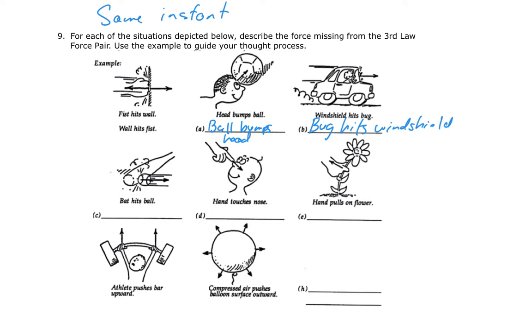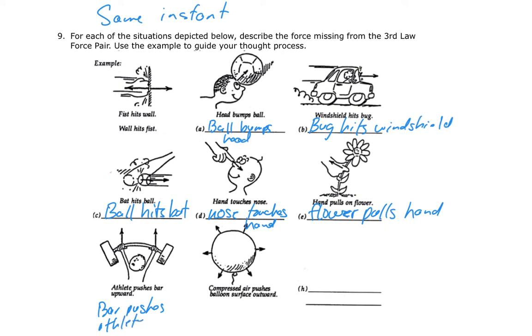So if the bat hits the ball for C, obviously the ball hits the bat. We don't normally think of it that way, but it's true. If the hand touches the nose, the nose touches the hand. If the hand pulls on the flower, the flower pulls on the hand, which is weird. We don't normally think about that, but it's true. And if the athlete pushes the bar up, the bar pushes the athlete down. And if the compressed air pushes the balloon outward, okay, then the balloon pushes the air inward. That's why the air stays in there.